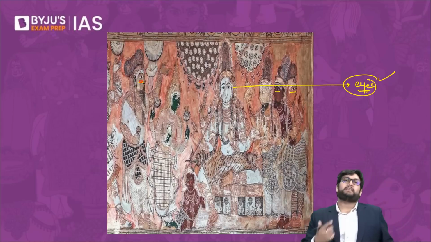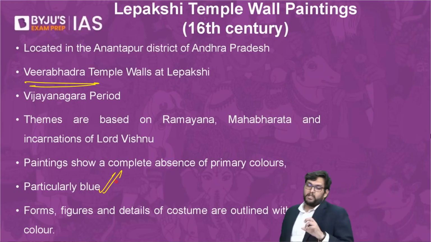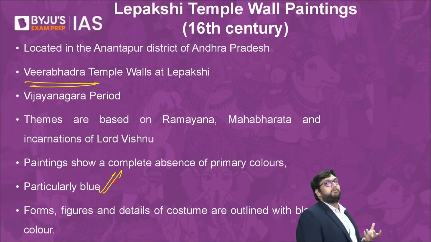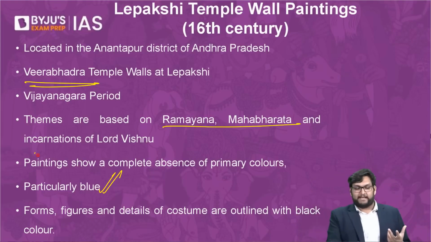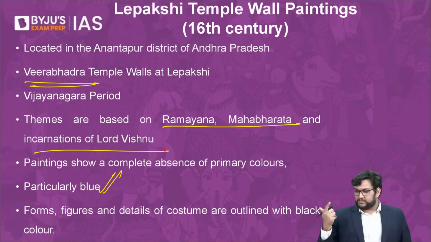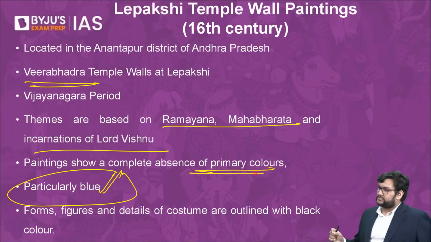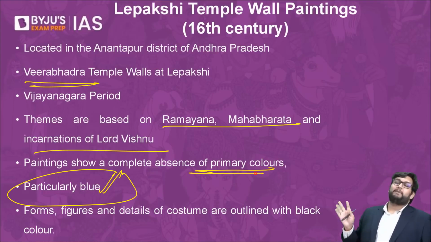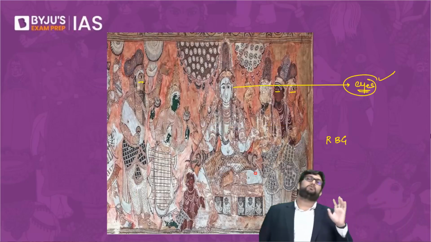But what is more interesting about Lepakshi is, for some reason, they don't use primary colors. Primary colors means red, blue, and green. But they have a very interesting concept that they will mostly avoid using blue. Ramayana, Mahabharata, and the incarnations of Lord Vishnu are represented in these murals. But as soon as you see the absence of primary colors, automatically mark it as Lepakshi, because Lepakshi temple is the only temple where blue is not used quite a lot.